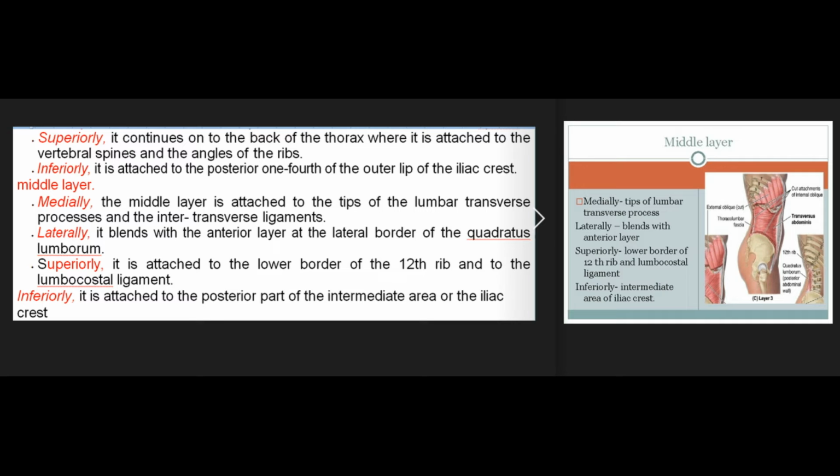Middle layer: medially, the middle layer is attached to the tips of the lumbar transverse processes and the intertransverse ligaments. Laterally, it blends with the anterior layer at the lateral border of the quadratus lumborum. Superiorly, it is attached to the lower border of the 12th rib and to the lumbocostal ligament. Inferiorly, it is attached to the posterior part of the intermediate area of the iliac crest.